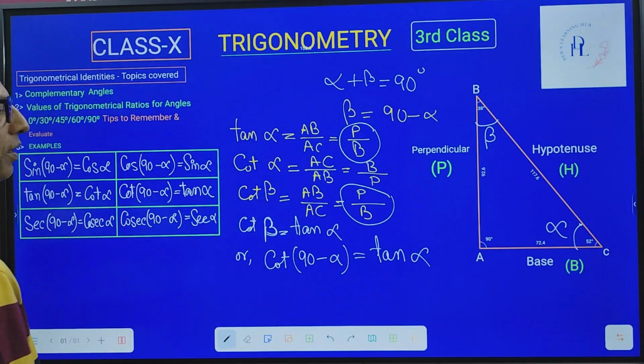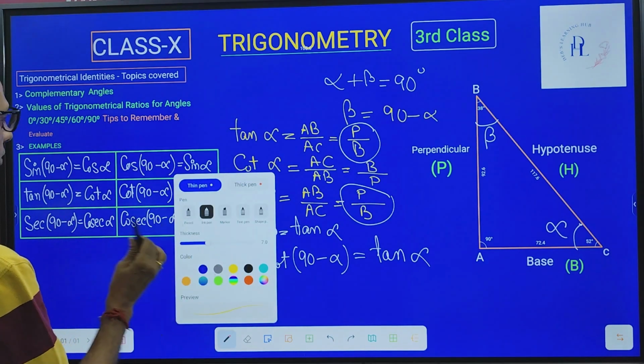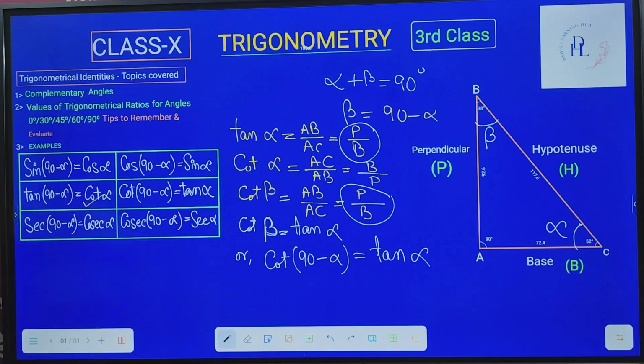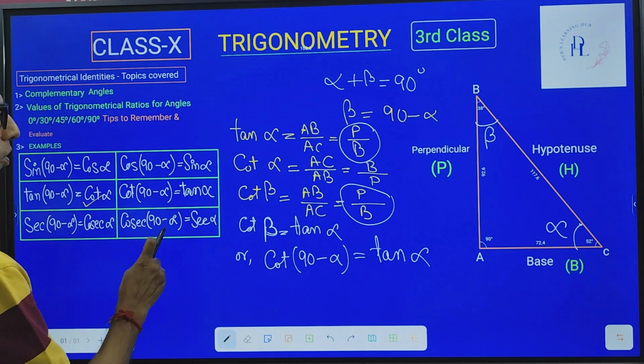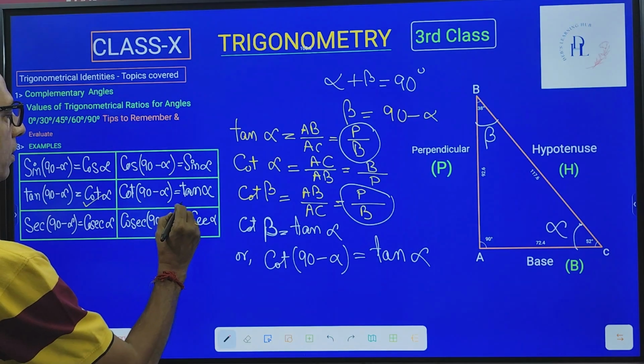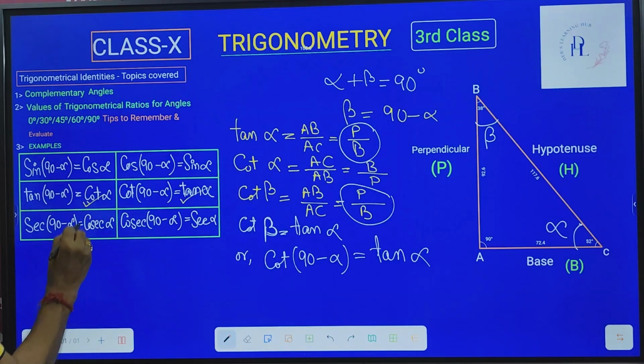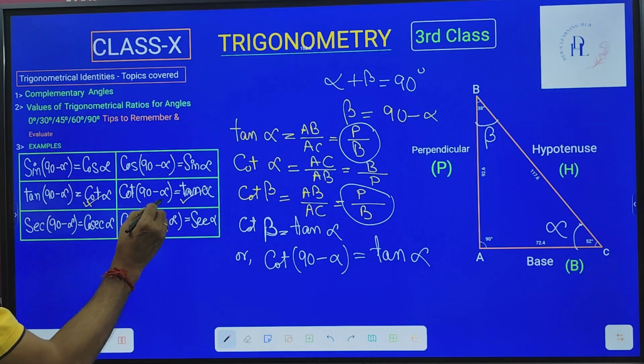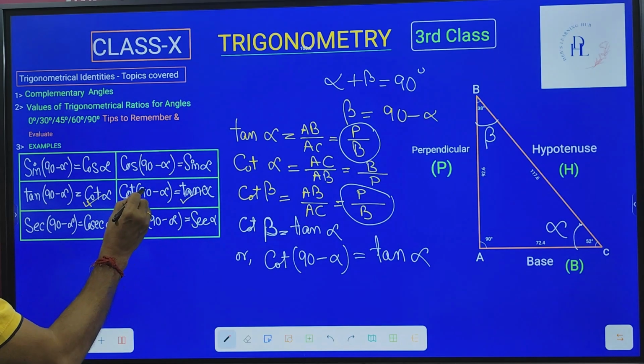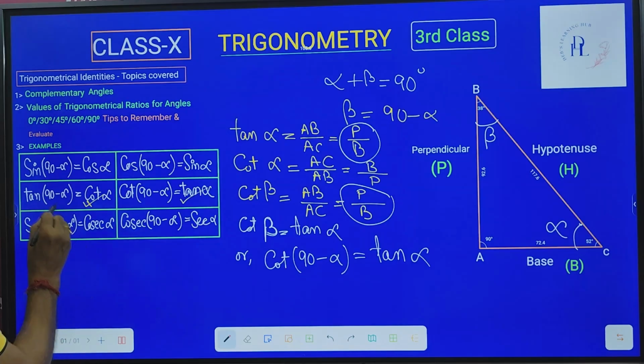So which formula have we proven? Cot of 90 minus alpha equals tan alpha. Sorry, we have proven this one: cot of 90 minus alpha equals tan alpha, not the other one. This one you can prove similarly: tan of 90 minus alpha equals cot alpha. So cot beta equals tan alpha, that means cot of 90 minus alpha equals tan alpha.